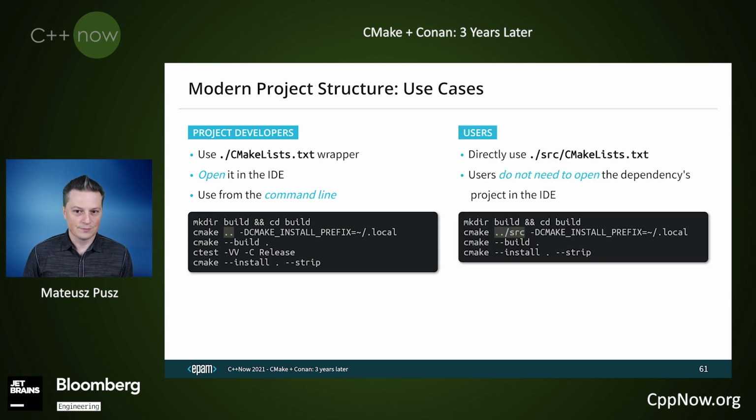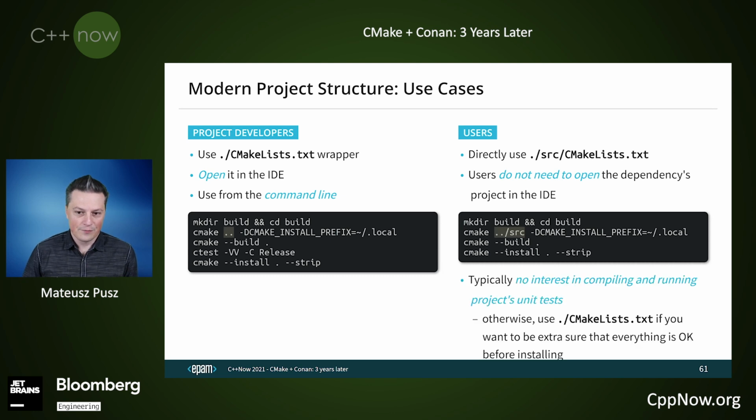If you are a user, a dependent of this dependency, you go to source CMake list.txt. You don't open this in IDE because you don't care. You don't want to see all this code in the IDE. You just want to have this library or this executable, right? So you go to source CMake list, do everything exactly the same. Maybe besides testing, because you don't have access to test anymore in this case, and maybe you are actually doing this because you don't care about development environment. But if you care, of course, you can use the left column flow and have access to all of the development things if you want to be extra safe that everything is okay before installing.